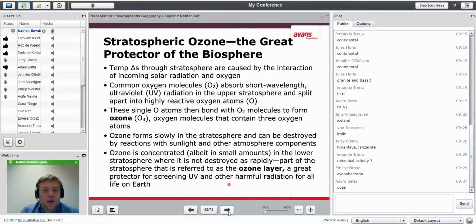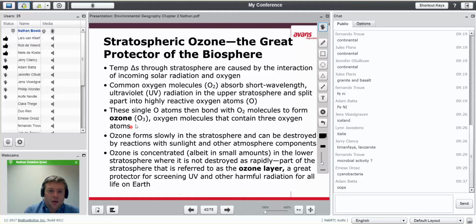The stratosphere contains ozone, which is a protector of the biosphere. I'm not sure if you've learned this from chemistry classes before, but within the stratosphere there are oxygen molecules which absorb short wavelength ultraviolet radiation, which is the most damaging radiation from the sun, and that splits into single oxygen atoms, which bond to the O2 molecules to form ozone.